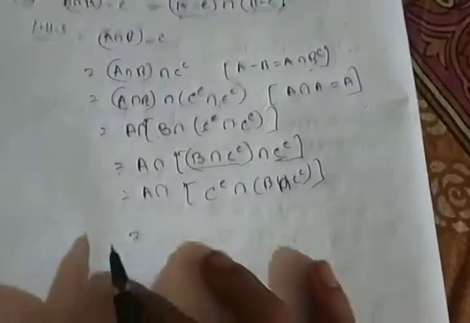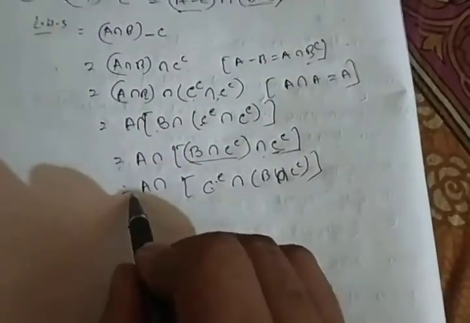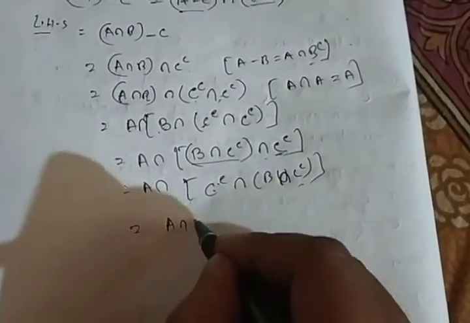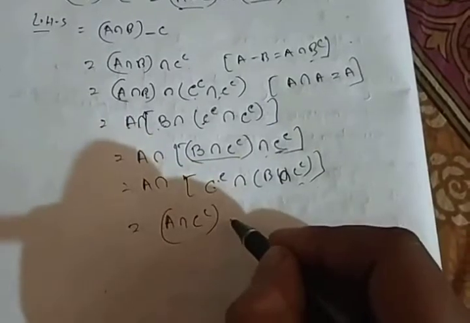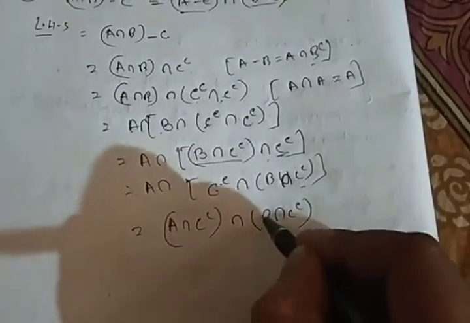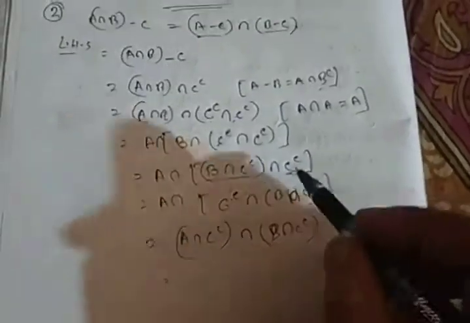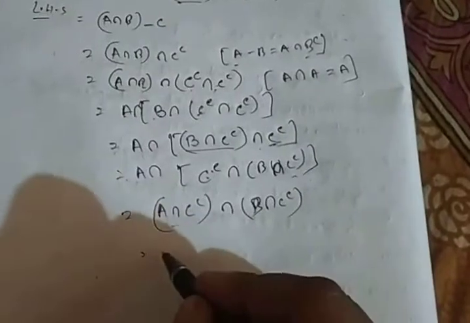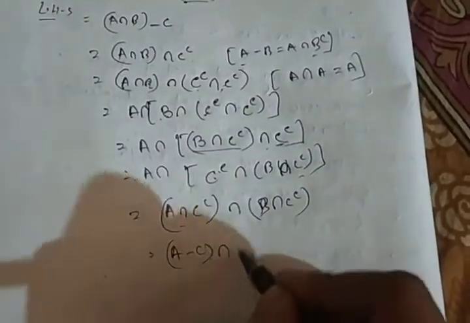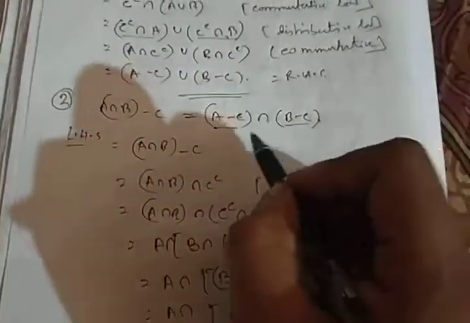Now we can associate C complement with A and this part will be separate. Then we will get (A intersection C complement) intersection (B intersection C complement). So now by the property of this we get (A minus C) intersection (B minus C), which is the right hand side.